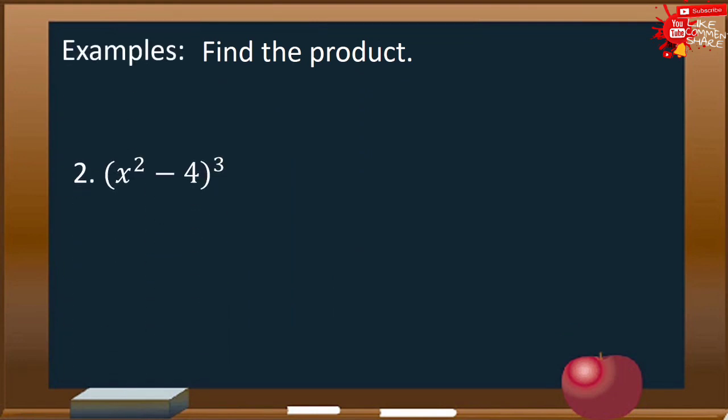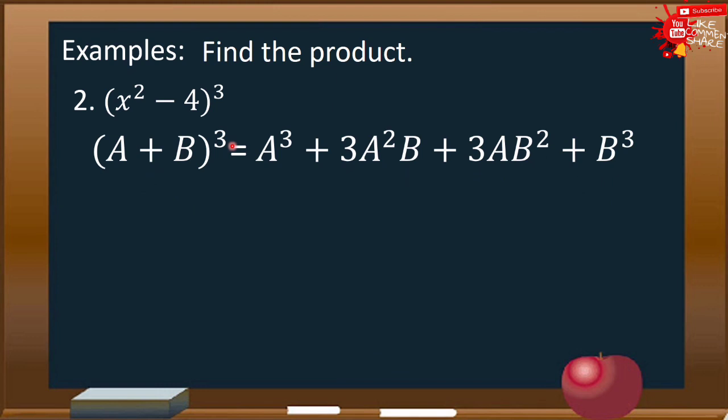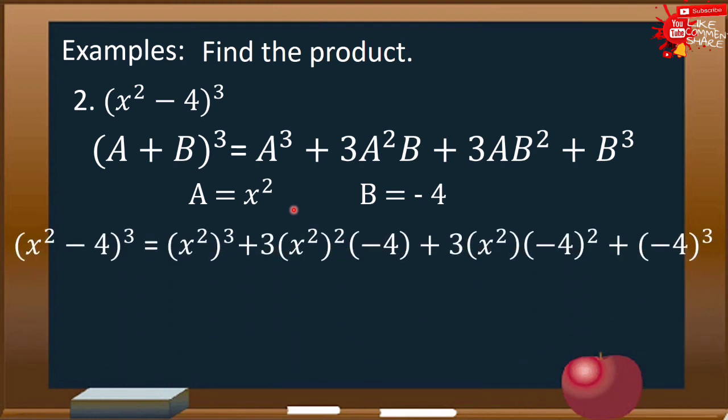Now, let us have example number 2. So, we are given here the cube of x squared minus 4. So, again, do not forget our formula or equation for the cube of a plus b. So, we have here a cube plus 3a squared b plus 3ab squared plus b cubed. So, let us identify first our value for a, which is x squared, and our value for b, which is negative 4. And then substitute it to our formula. So, we have here a cubed.